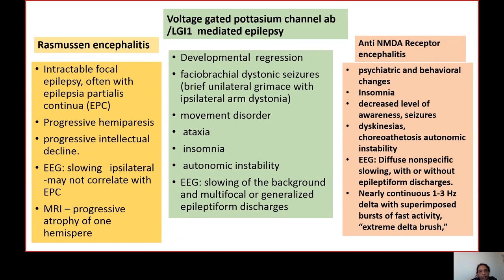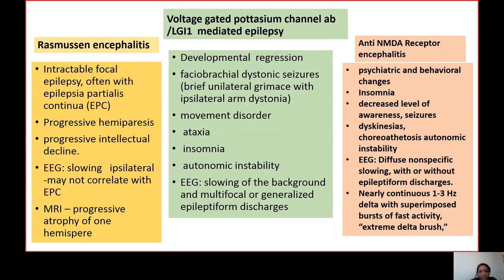And then the voltage-gated potassium channel antibody, or the LGI1-mediated epilepsy, where the children present with developmental regression. And then the seizures are classical, where they have faciobrachial involvement, like the arm and the face, especially with tremors and dystonia. They may have movement disorder, they can have ataxia, and they will be sleepless throughout the night, and their blood pressures and pulse rates may be fluctuating. And EEG will show slowing of the background only, and sometimes they may show multifocal and generalized discharges.